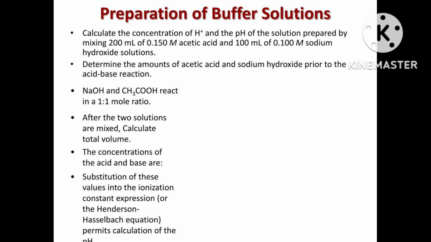Now this I have told you, this is the new relation. pH is equal to pKa plus log conjugate acid divided by base. This is the very important relation. This I have told you about the Henderson equation.